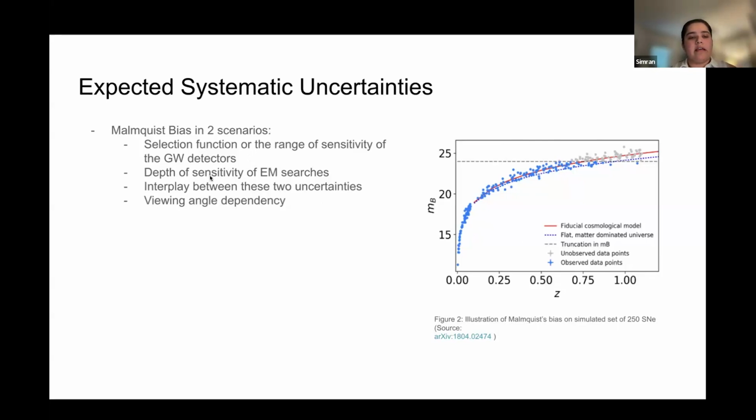Subsequently, we want to look at how good the depth of sensitivity of the EM searches is, and how these two uncertainties, from the telescope and from the LVK detectors, interplay with each other. There's another factor of viewing angle dependency. For supernovae, we have spherical symmetry, so it doesn't matter from which angle we are looking at it, but in the case of kilonovae, there is this dependency which will need to be taken into account as well.